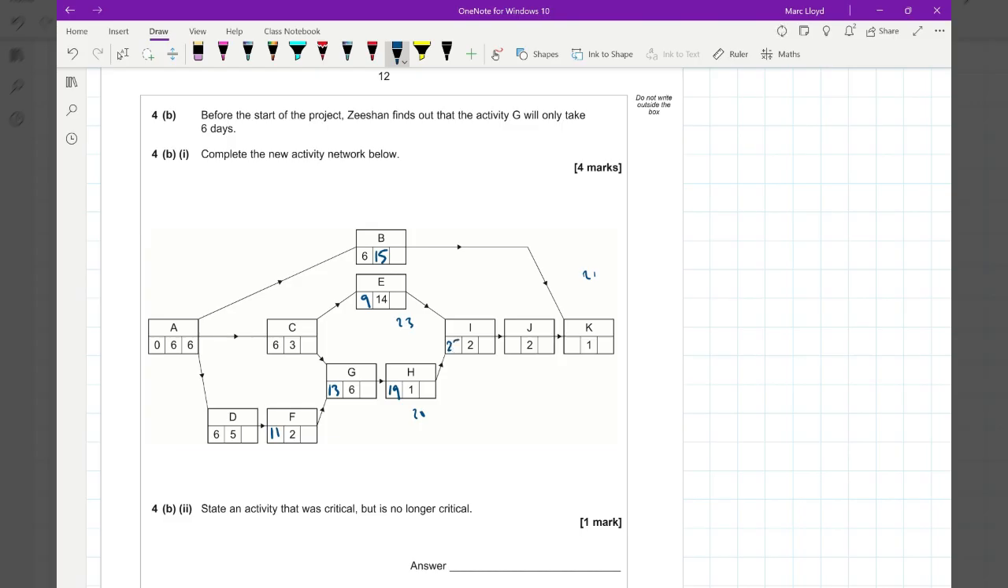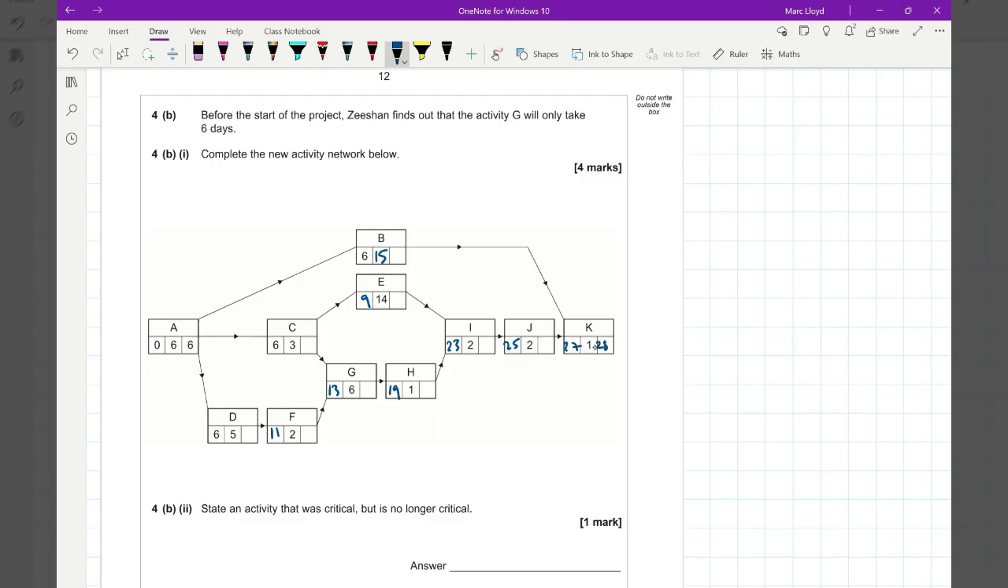So 23 becomes our early start time because we can't start I without E being completed. Then 23 plus 2 is 25. 25 plus 2 is 27. And then we get to 28 at the end.